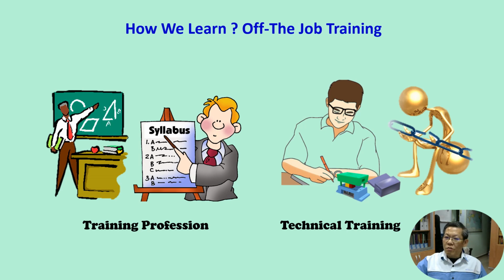Off-the-job training is more focused. We ought to know training is a profession. For effective training, we need a professional trainer to develop a structured and systematic course syllabus. A dedicated trainer must be qualified to train, know how to train, and be willing to train.